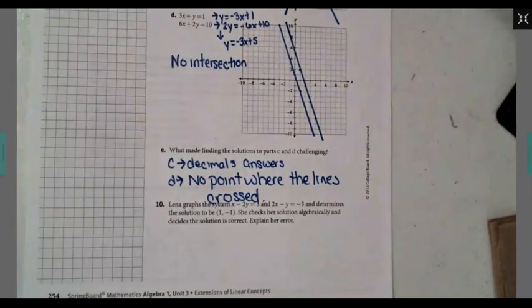Lena graphs the system x minus 2y equals 3 and 2x minus y equals -3 and determines the solution to be 1, -1. She checks her solutions algebraically and decides that the solution is correct. Explain her error.